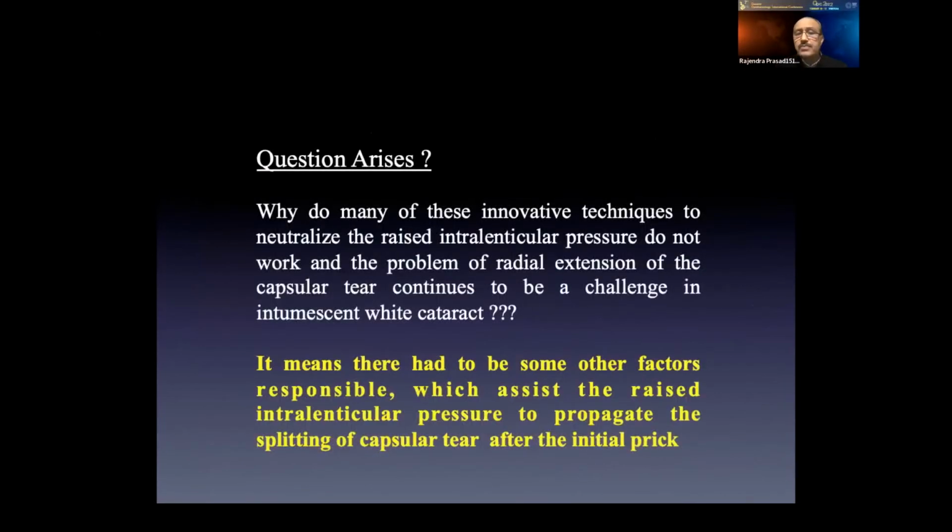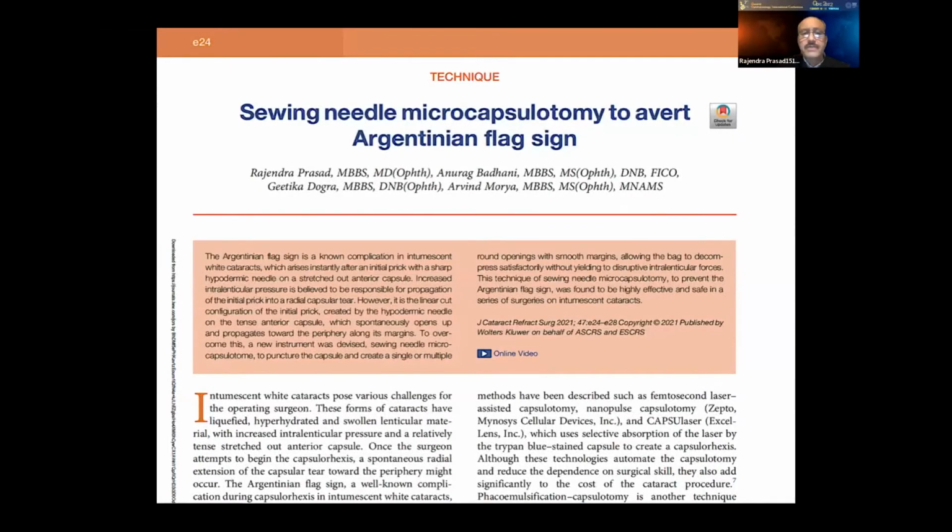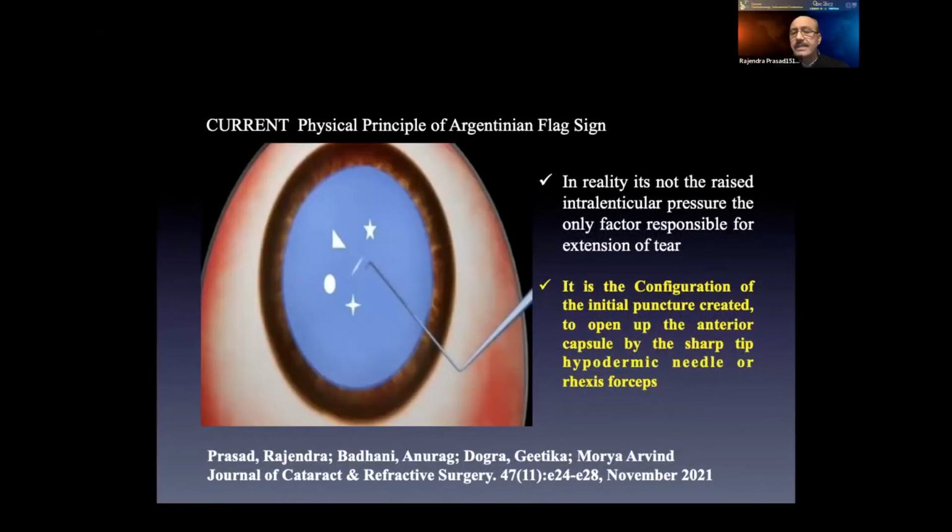Now the question arises, why do many of these innovative techniques to neutralize the raised intralenticular pressure not work? The problem of radial extension of the capsular tear continues to be a challenge in intumescent white cataract. It means there has to be some other factor which is very important. So we described a technique which is called receiving needle microcapsulotomy to avert the Argentinian flag sign. According to this, we found that in reality, it's not the raised intralenticular pressure alone that is responsible for the extension of the tear. It is the configuration of the initial puncture.